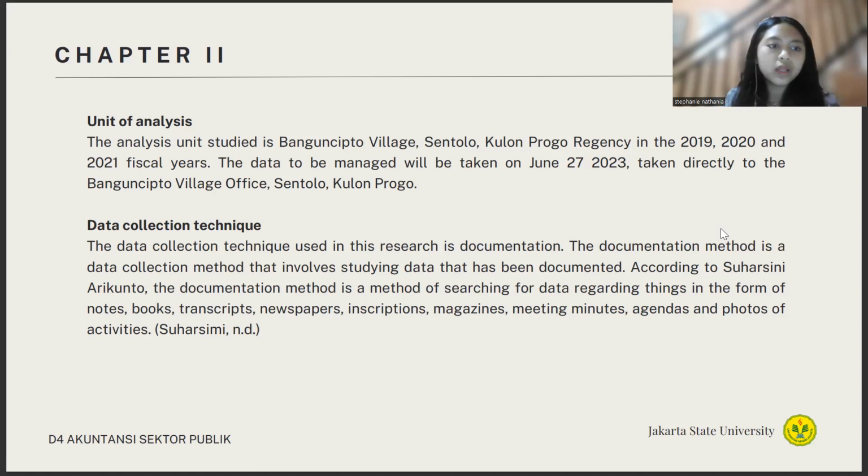So, my data collection technique used in this research is documentation. Why is it called documentation? Because the method is a data collection method in which we fully study data that has been documented. According to Suharsimi Arikunto, the documentation method is the method of searching for data regarding things in the form of notes, books, transcripts, newspapers, inscriptions, magazines, meeting minutes, agendas, and photos of activities.